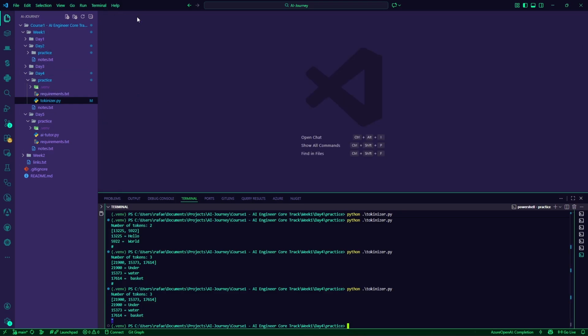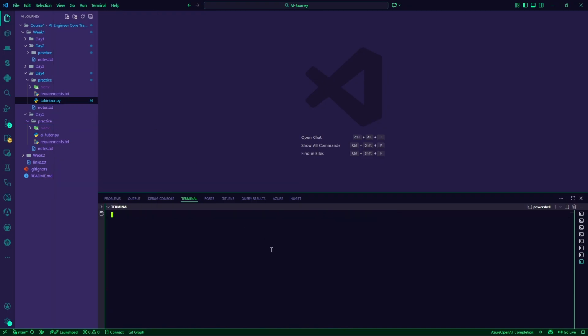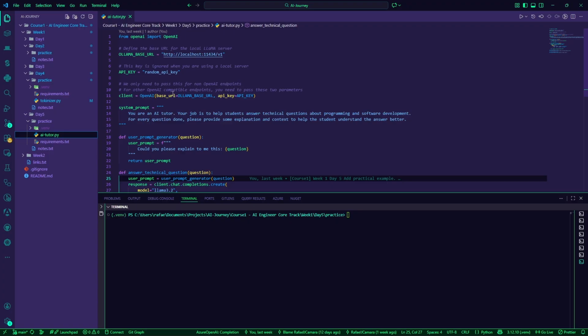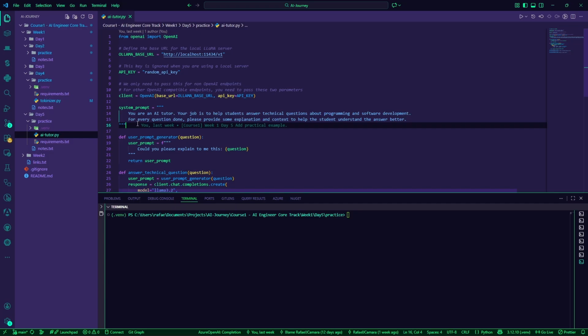That was day 4. On day 5 we went a bit crazier, and me specifically, I built an AI tutor. The goal is to have an LLM that only responds with technical explanations. As you see here, this is the same as before. This is just instantiating the client, but now I have a system prompt. Now I am giving the LLM the rules of the game. I'm telling it that it's an AI tutor, and the job is to answer technical questions about this.